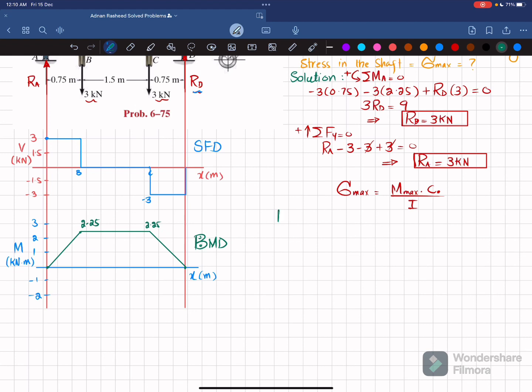Okay, now from the BMD, bending moment diagram, the maximum absolute value of bending moment is equal to 2.25, and the unit will be kilonewton meter. Clear? So this will be the maximum bending moment, 2.25 kilonewton meter.